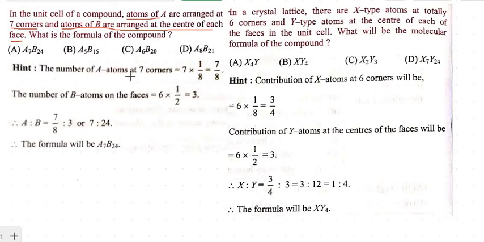So here 7 corners are occupied. That means normally the cube has 8 corners, 4 upper corners and 4 lower corners. But among the 8 corners, 1 corner is empty because of some defects, the void present in it. Some imperfection is there. So 7 corners are occupied. So we will take it as 7 into 1 by 8, because this is a 1 by 8 contribution. 1 by 8 contribution of what? The corner.